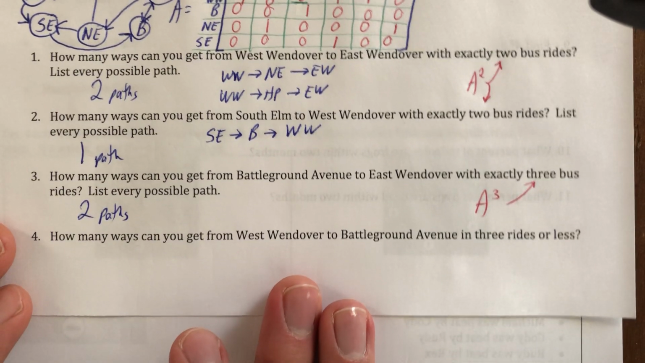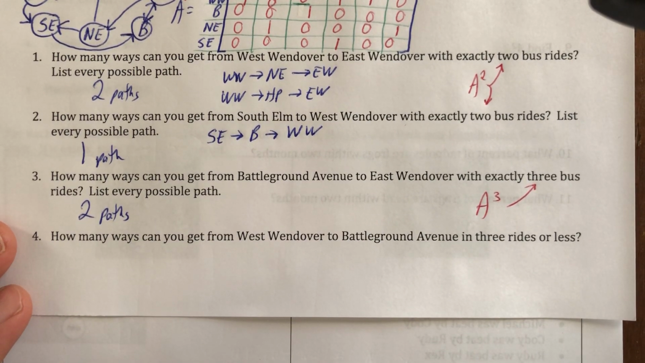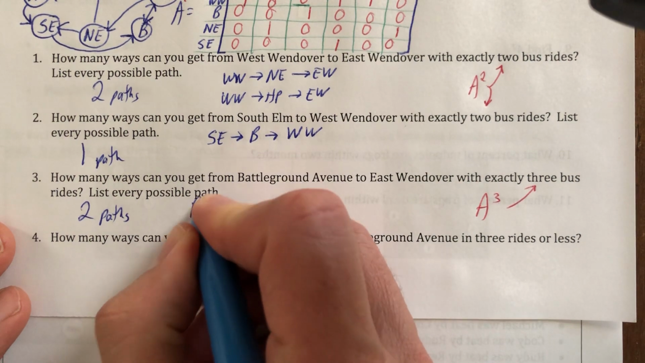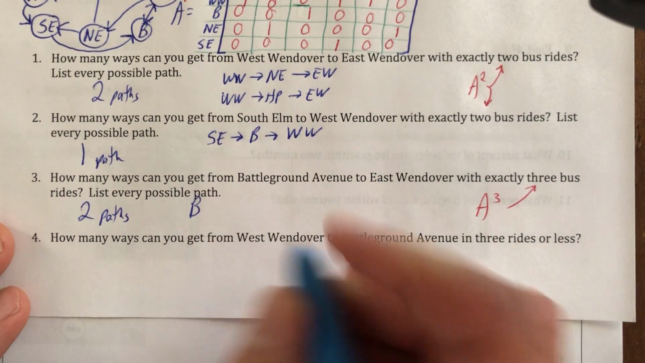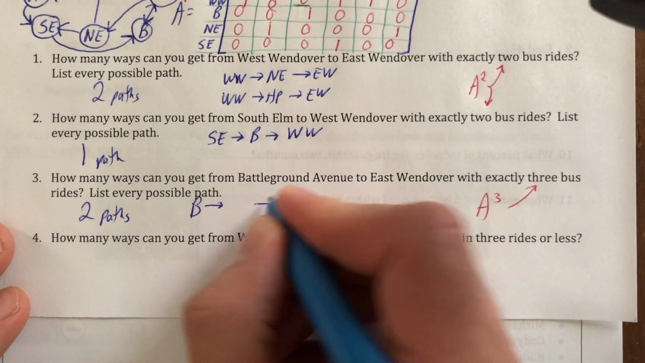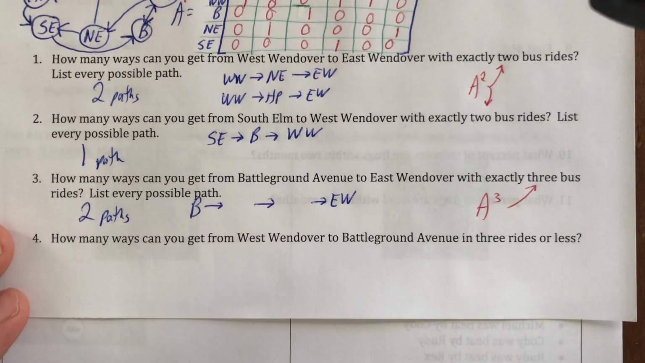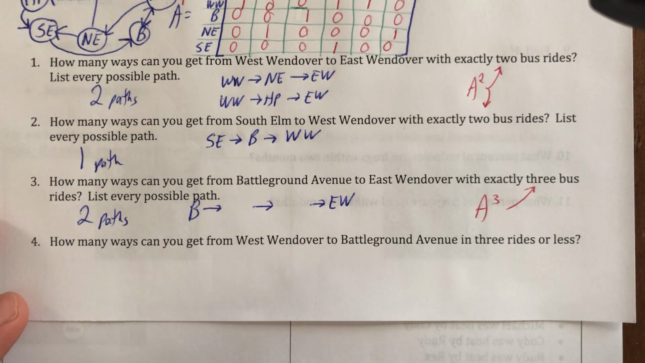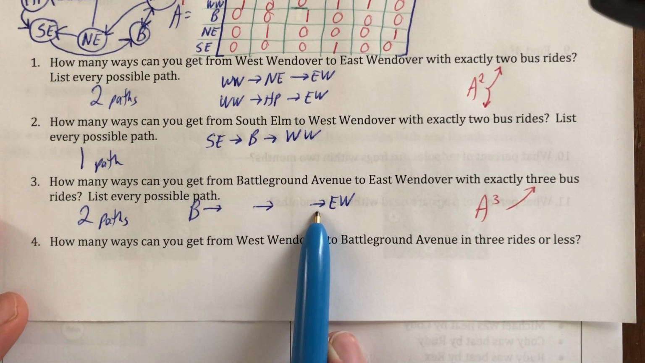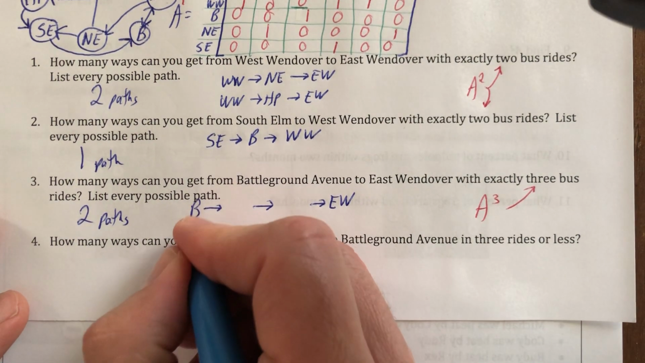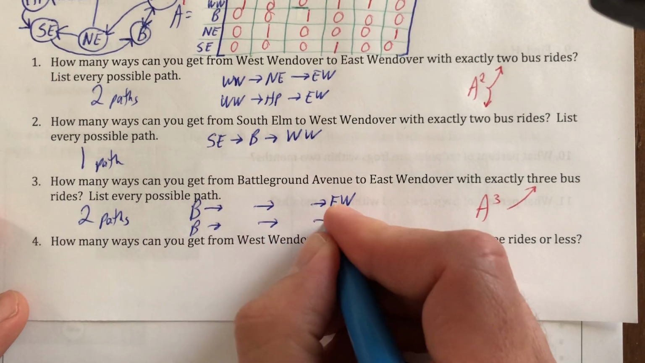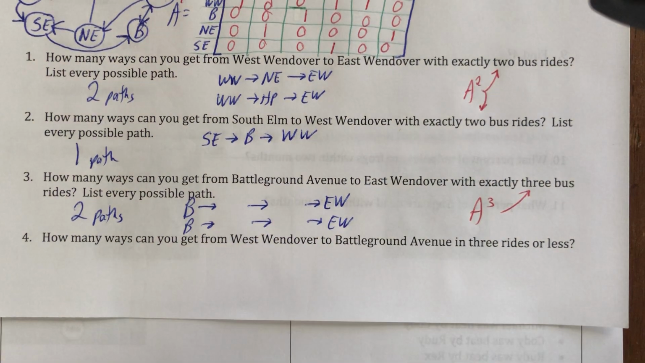And list every possible path. So let's list every possible path. And I'm going to start at Battleground, and I'm going to end at East Wendover, which means I ride the bus again, I ride the bus again, and then I end on East Wendover. And we're going to do this twice, okay? Because there are 2 ways of doing this. Notice I have 1, 2, 3 bus rides. So Battleground, I'm about to fill in those. We'll figure out what they are.